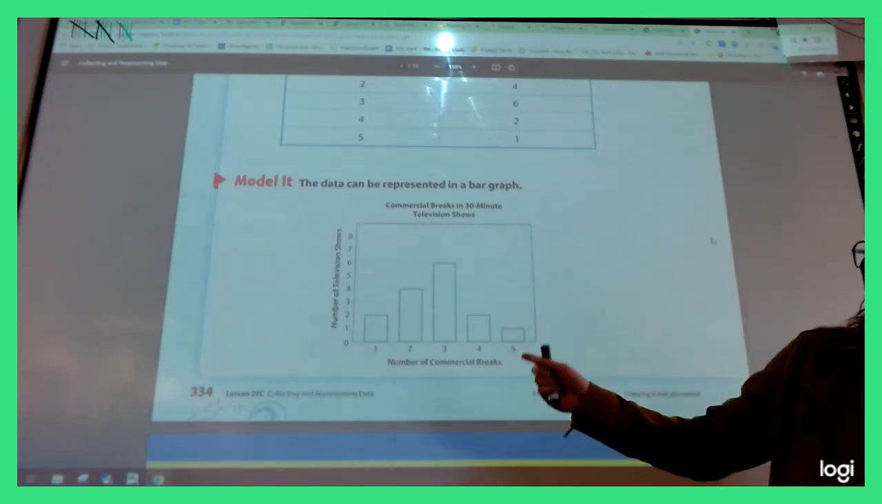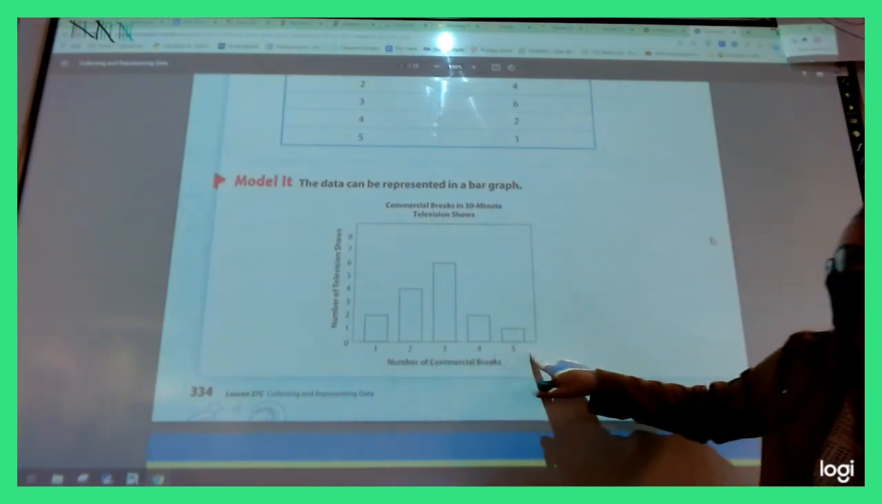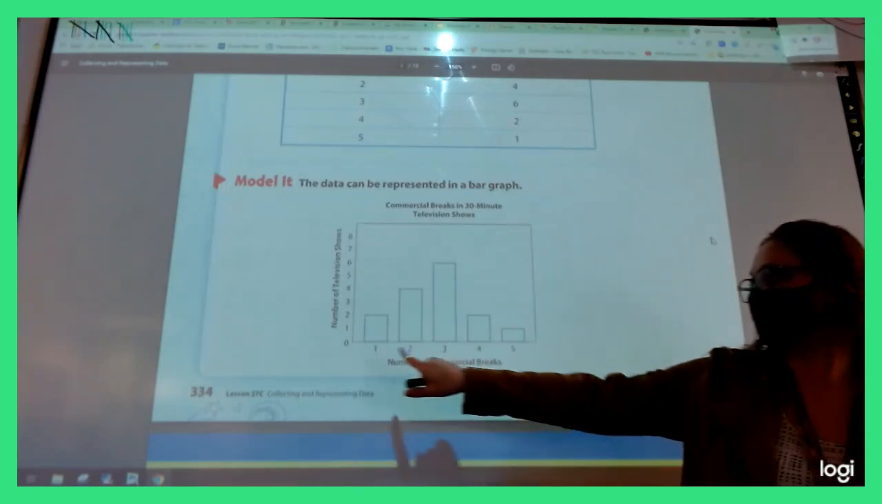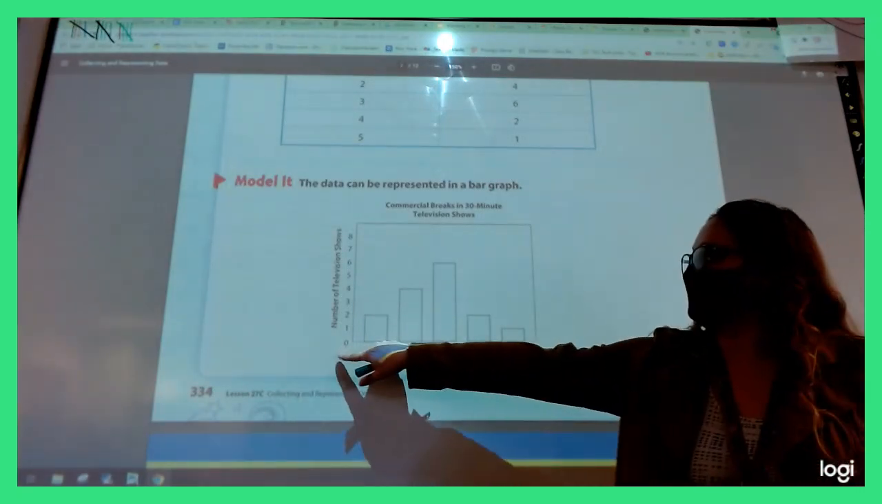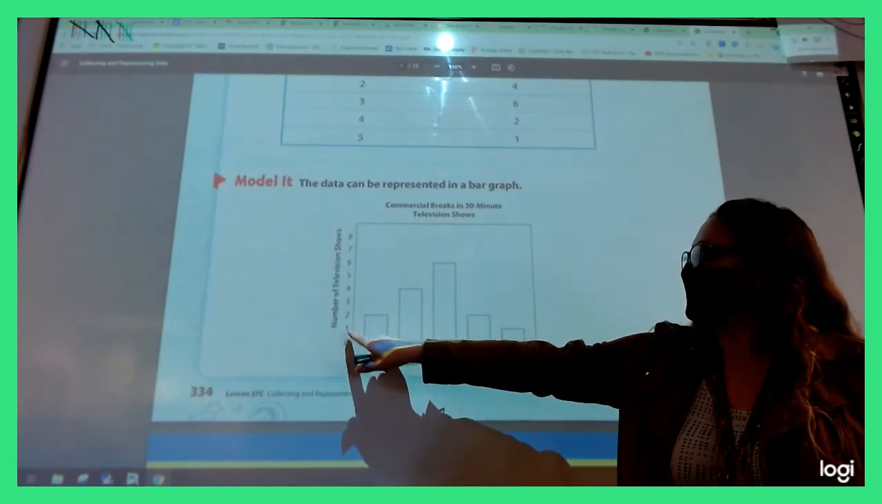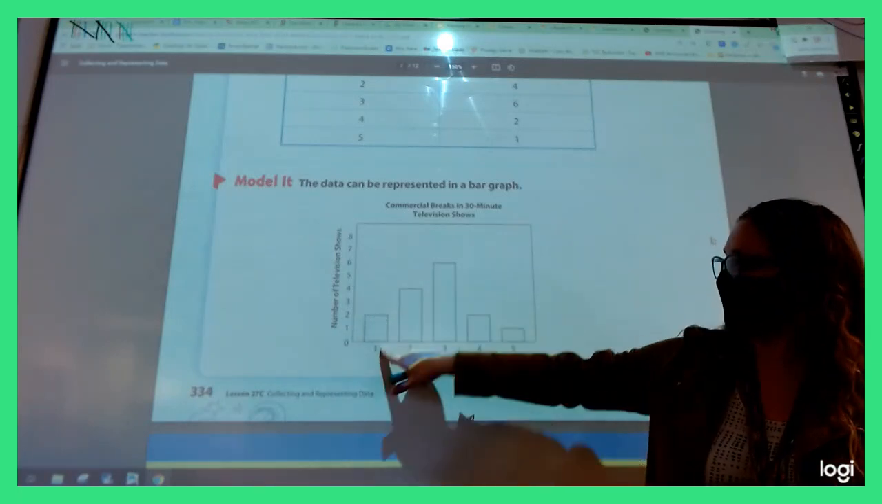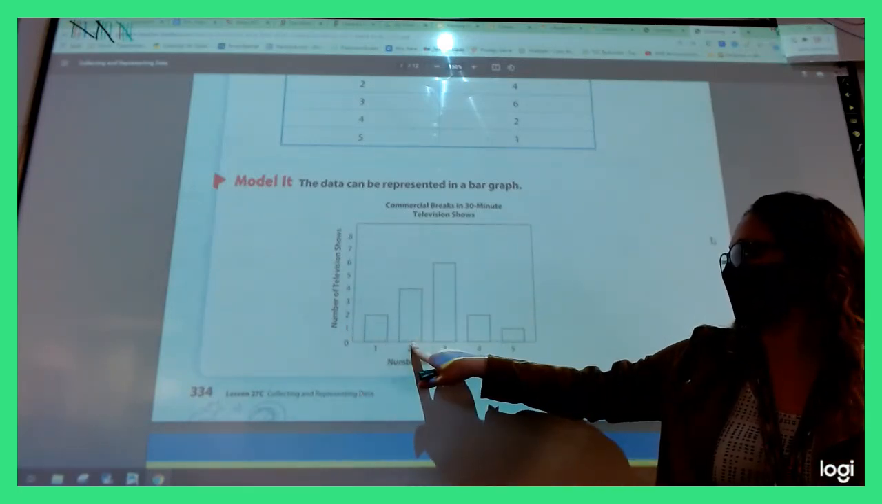Okay. So, her example, we're back at the commercials thing. So, across the bottom, she just wrote number of commercial breaks. So, we have some shows with 1, 2, 3, 4, or 5. And then up the top, it says the number of television shows. So 2 television shows had 1 commercial break. 4 television shows had 2 commercial breaks.